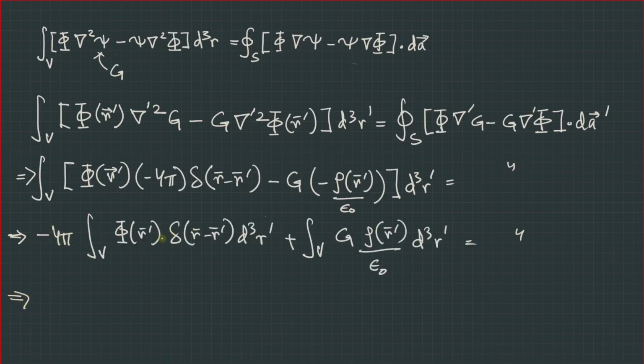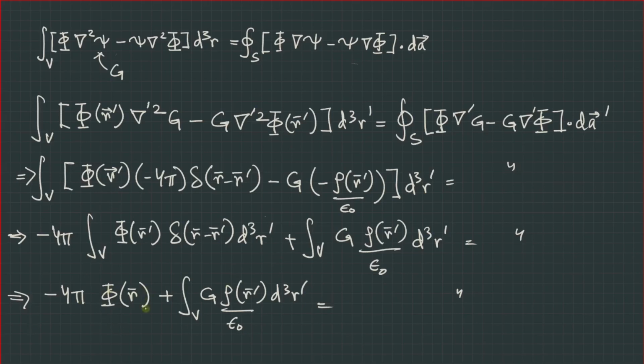So here, if you see, by the property of the delta function, this is simply this. Now when is this true? When r is inside the volume V, and this is a good thing because in our problem we are trying to find the potential inside the volume V.